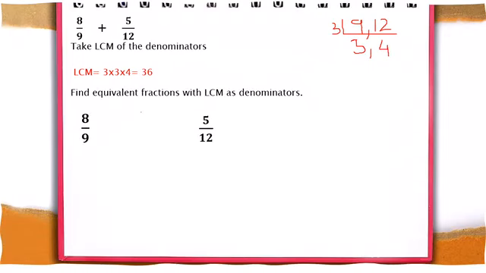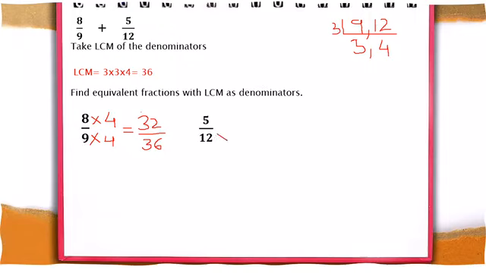Now the next step is to find equivalent fractions with the LCM as denominator. That means we have to find equivalent fractions of both 8 by 9 and 5 by 12 such that the denominator becomes 36. So what should I multiply to 9 to make it 36? I have to look at the denominator, right? The answer would be 9 4s are 36. The same number I have to multiply to the numerator also. So it gives us the equivalent fraction as 32 by 36. I am doing this sum particularly so that you have an example of how to solve it while you do questions in your notebook.